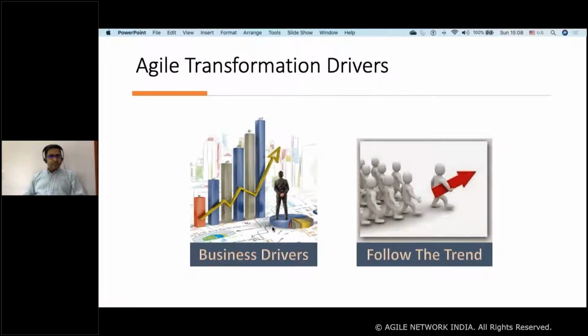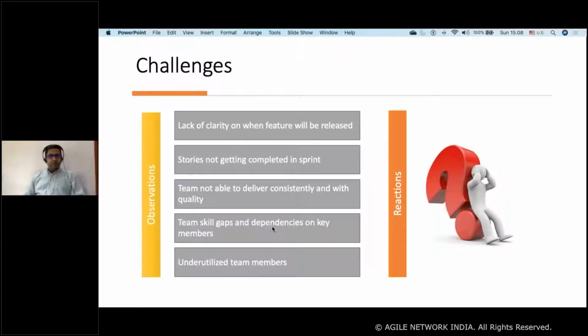And as this journey continues, there will be a few challenges, as we said earlier, which organizations generally face. So I would like to share some of the use cases and some of the challenges. The challenges organizations face might be different across organizations because each organization and each team is unique, but there could be a pattern.